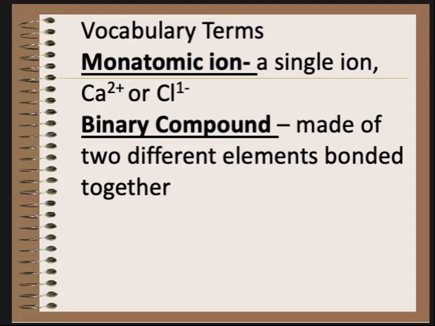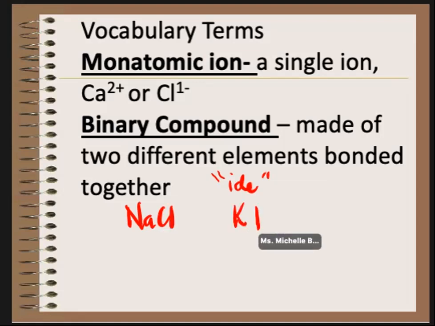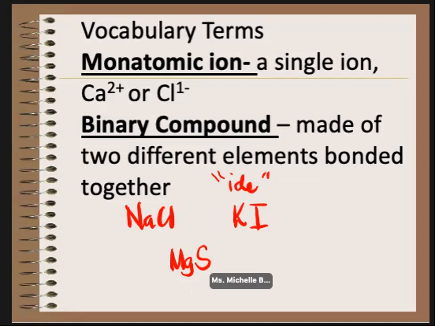Then another, when we say binary compound, it is made of two different elements bonded together, and usually it ends with IDE when you name them. So example, sodium chloride, potassium iodide, or let's have magnesium sulfide. So it ends with IDE.